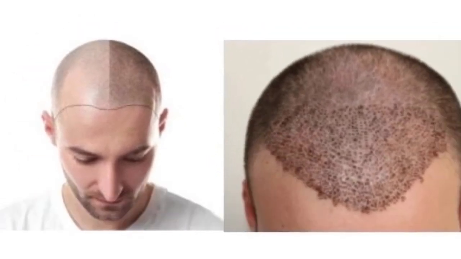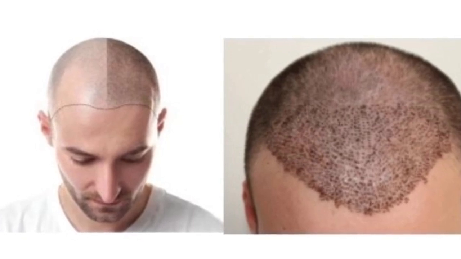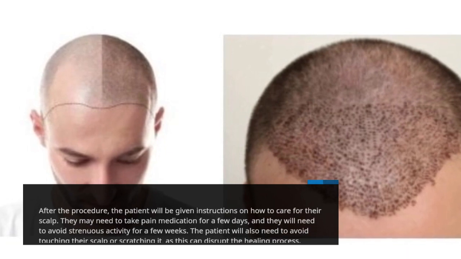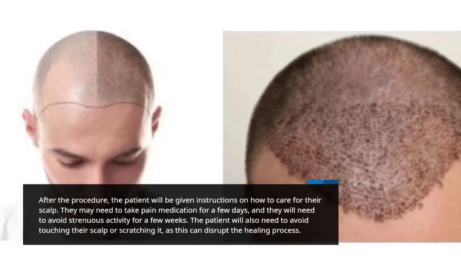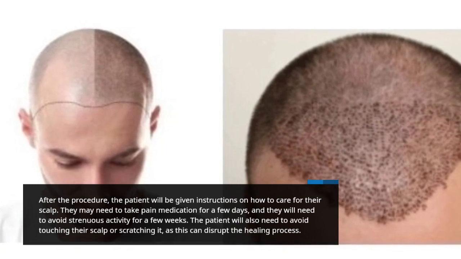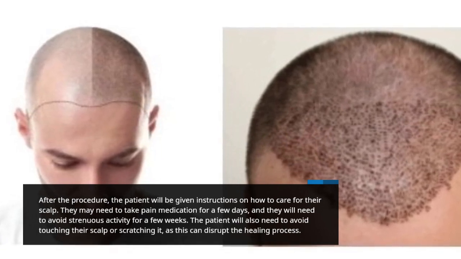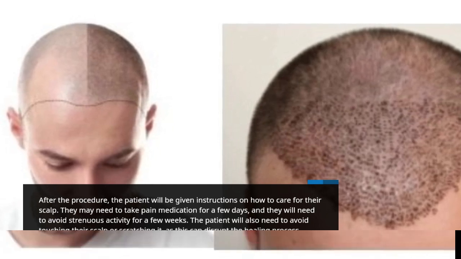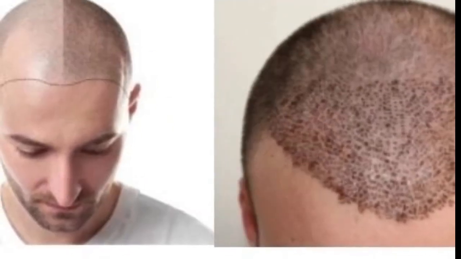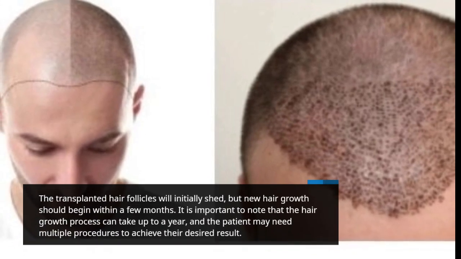Postoperative care. After the procedure, the patient will be given instructions on how to care for their scalp. They may need to take pain medication for a few days, and they will need to avoid strenuous activity for a few weeks. The patient will also need to avoid touching their scalp or scratching it, as this can disrupt the healing process. The transplanted hair follicles will initially shed, but new hair growth should begin within a few months.